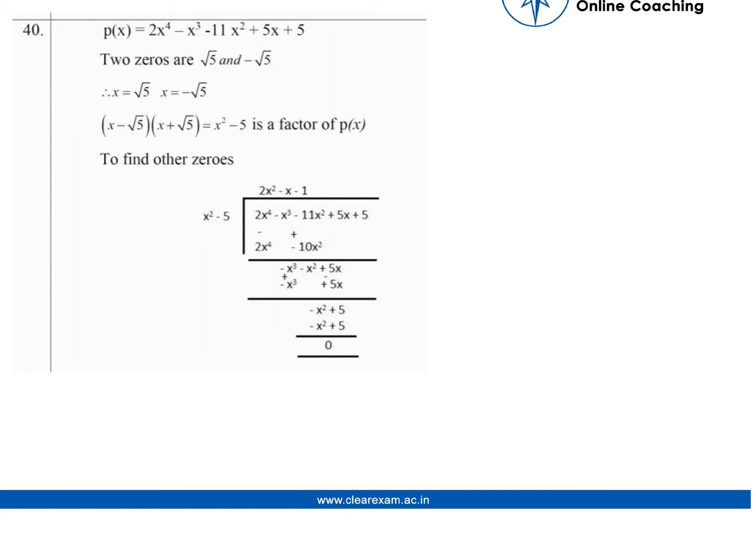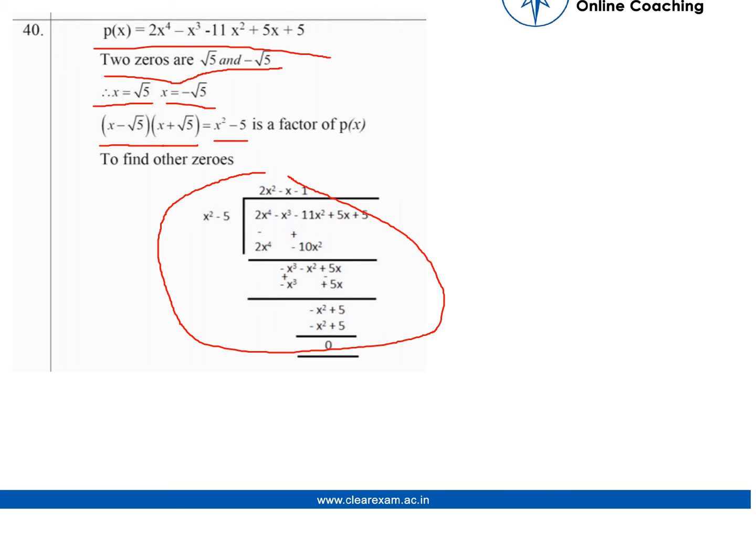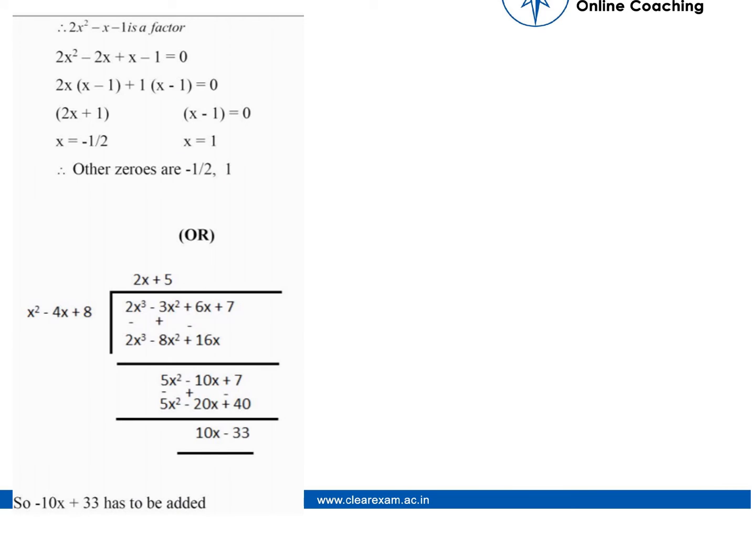So the solution is, this is the equation. Two zeros are root 5 and minus root 5. So x equal to root 5, x equal to minus root 5. We will equate x minus root 5 and x plus root 5, so x square minus 5 is a factor of p(x). So now we will divide this given equation by x square minus 5, and we will get 2x square minus x minus 1. Okay, so 2x square minus x minus 1 is a factor.